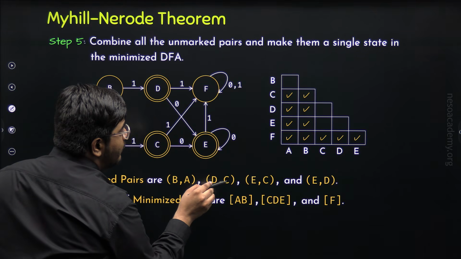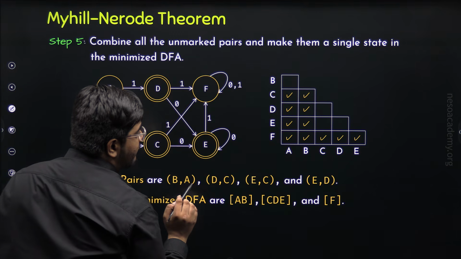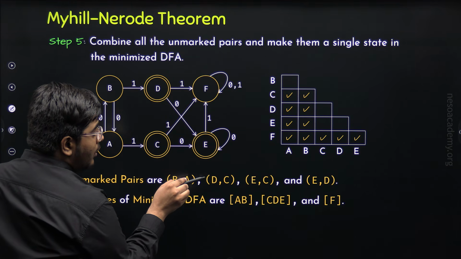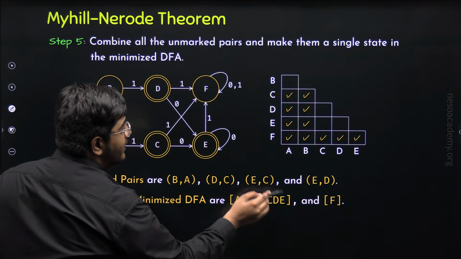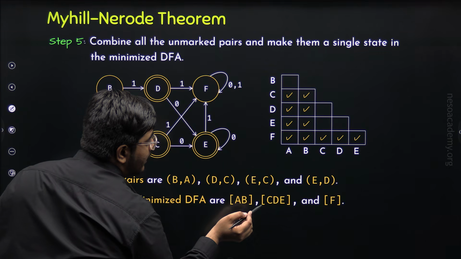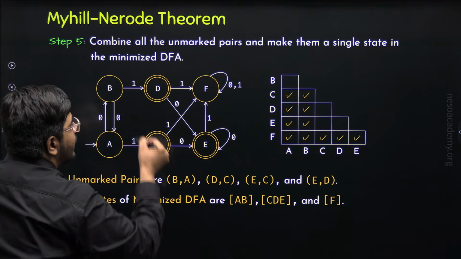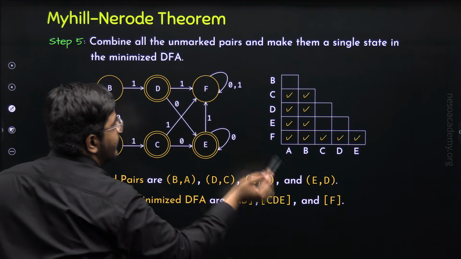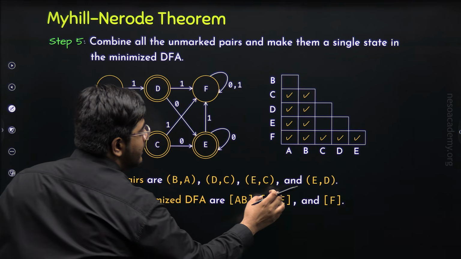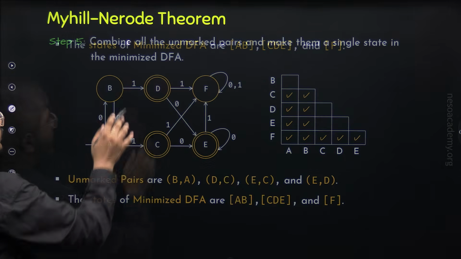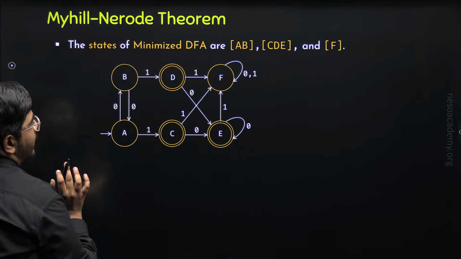Because D is getting combined with C, and E is getting combined with C, and E is also getting combined with D, which means overall C, D, E are combined together. So we are getting the resultant state as CDE. So A and B are combined together, C, D and E are combined together, and the remaining state is F. So the 3 states of the minimized DFA are AB, CDE and F. And this is the original DFA.